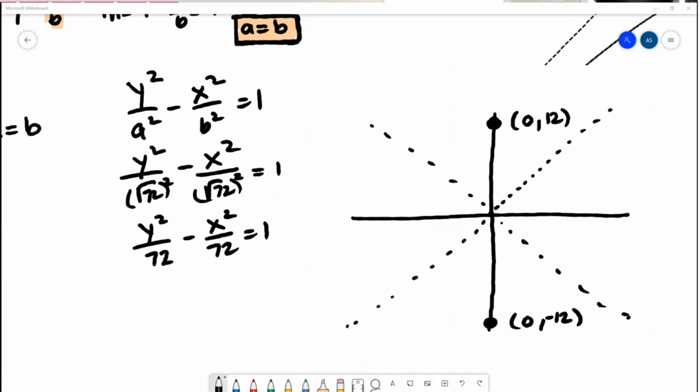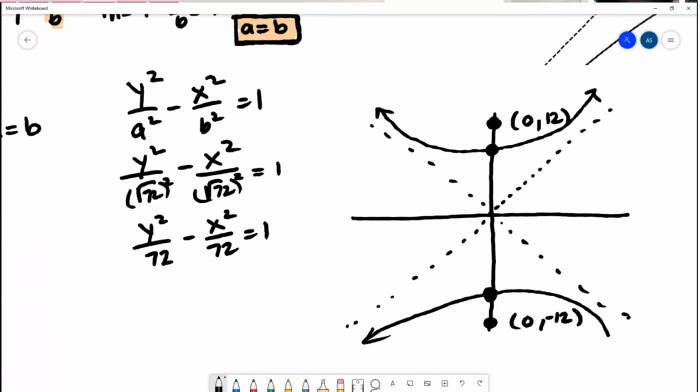So the square root of 72 is just a little bit less than 9. It's close to just a little bit less than 8.5. So that would be about right here. I'm just estimating, and that tells me where my vertices are. And then from there, I'm going to go from my vertex and start following the asymptotes to draw the rest of the picture. So there I have a sketch of my hyperbola.